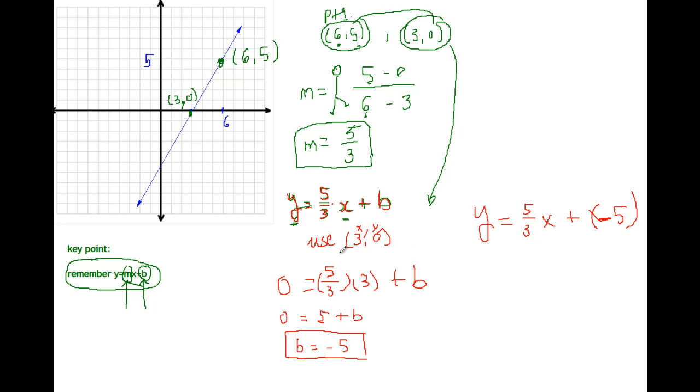Once again, the key point is here. Remember, you're looking for m and b, right? Step 1 is you're going to find out what the slope is, which is equal to rise over run. Once you get the slope, substitute into y equals mx plus b using a point you picked.